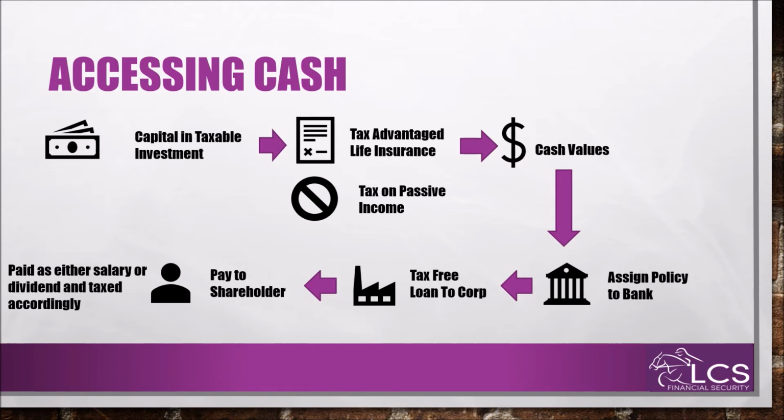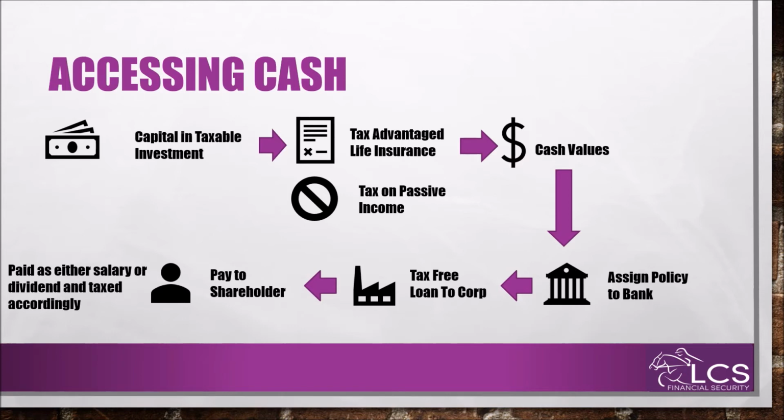So we take capital in a taxable investment, this is the top left of the screen, put it into a tax-advantaged life insurance policy, and that stops the passive income tax cold. Eventually we have enough cash value in the policy that we can assign it to the bank.